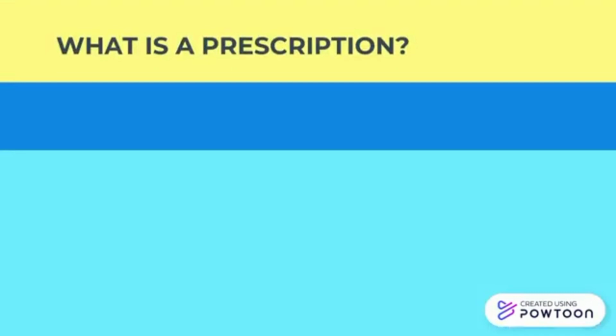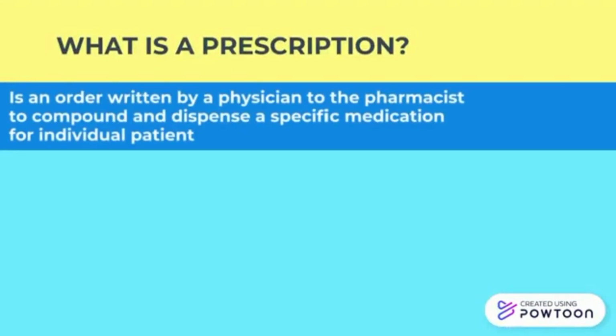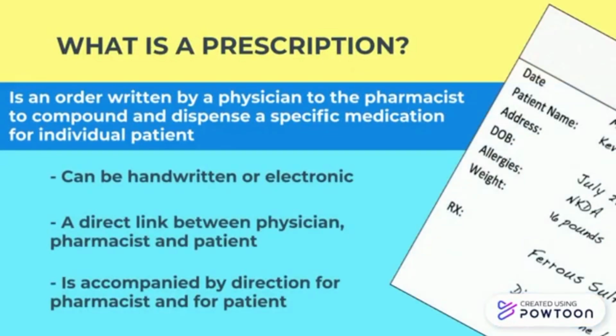What is a prescription? It is an order written by a physician to the pharmacist to compound and dispense a specific medication for an individual patient. It can be handwritten or electronic. It is a direct link between physician, pharmacist and patient. It is accompanied by directions for the pharmacist and for the patient.